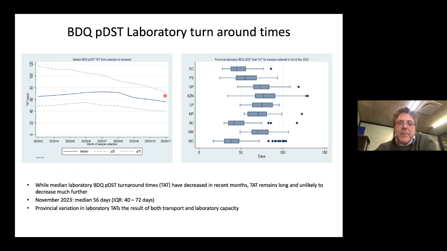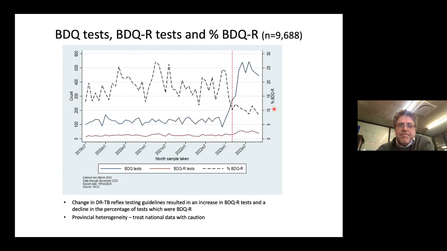From the time a sample is collected until a bedaquiline PDST result is reviewed and officially available, there is obviously substantial provincial variability. Some provinces take substantially longer, with 75 or 80 day medians, and some of those interquartile ranges are approaching 80 days for turnaround time for bedaquiline resistance testing.